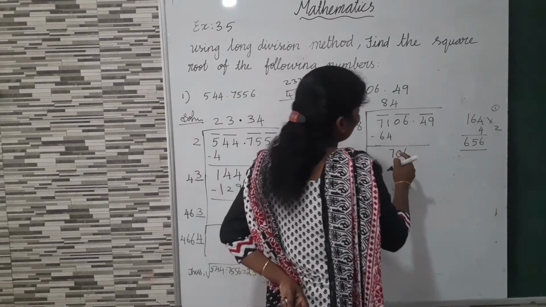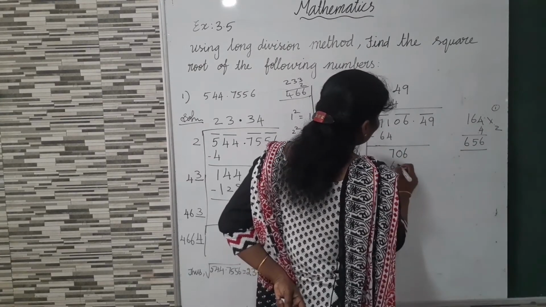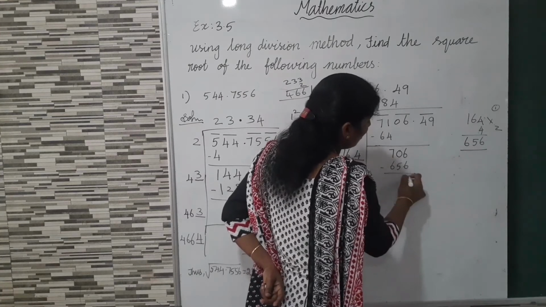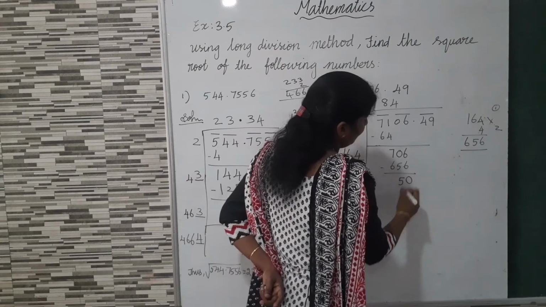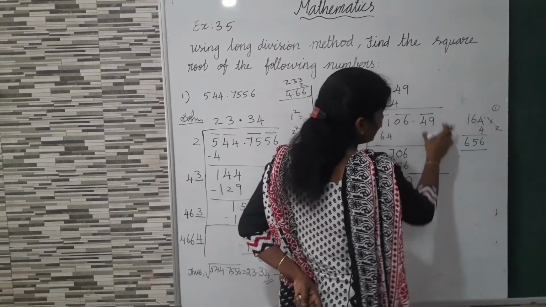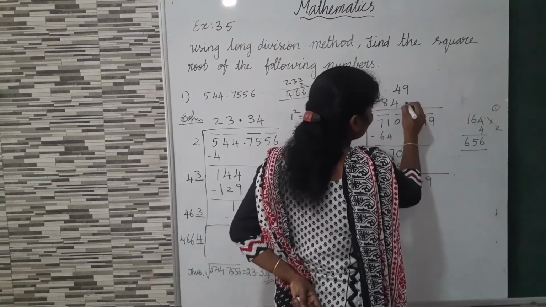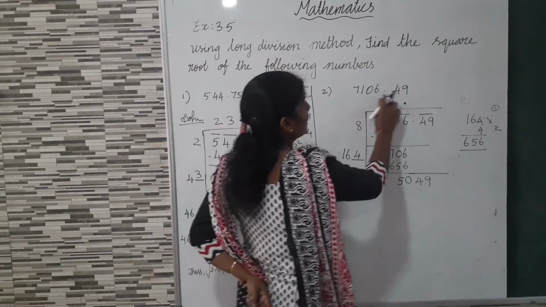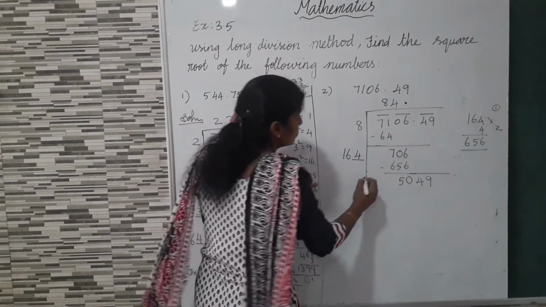So we write 656. Now we subtract: 6 minus 6 is 0. Here take borrow, 10 minus 5 is 5, so 50. Now next step, take the next period down, 49. Here is the decimal, so we put a decimal point in the quotient. Now 84 into 2, twice the quotient.